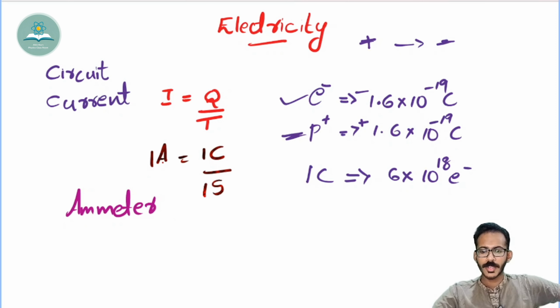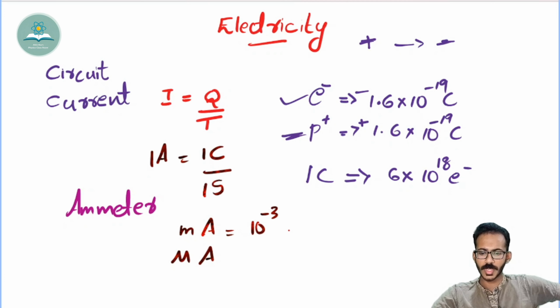Here we told that the SI unit of current is ampere, but we have smaller units of current as well. We have milliampere and microampere. Milliampere is 10 raised to minus 3 ampere. Microampere is 10 raised to minus 6 ampere. So when we want smaller units of current, we'll take milliampere and microampere.